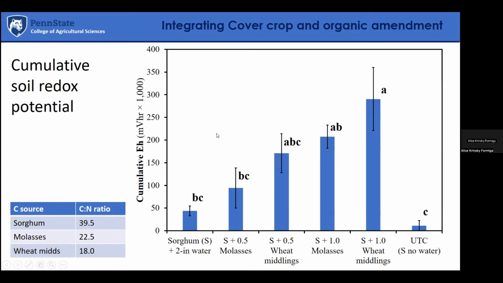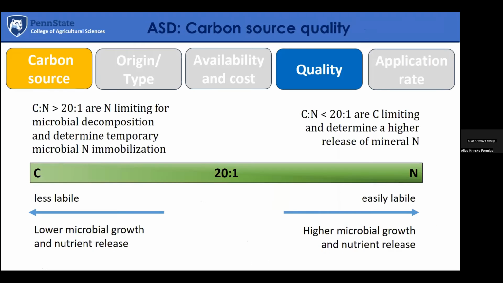Now, what I can say here is that these results are determined not so much by the amount of biomass, the amount of carbon that we applied, but really were determined by the carbon-nitrogen ratio of sorghum, molasses, and wheat middlings, and the combination of these three that we used. With this, I would like to say that, again, the carbon source quality, and in particular, the lability of the carbon and the carbon-nitrogen ratio are important factors to determine the efficacy of cover crops as a carbon source. And it's the same thing for other types of organic amendment that we discussed last month in the last webinar.